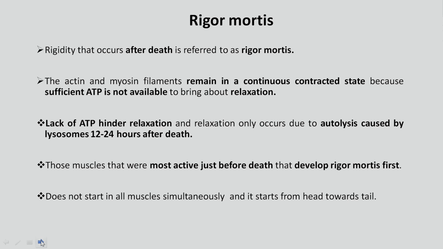The definition of rigor mortis is the rigidity that occurs after death. What is happening here? The actin and myosin filaments remain in a continuously contracted state because sufficient ATP is not available to bring about relaxation. So, rigor mortis develops because a sufficient amount of ATP is not available for relaxation. An important thing, as I discussed in the previous class, is that energy is required both for contraction as well as for relaxation.